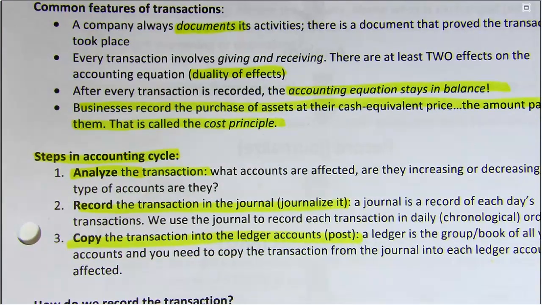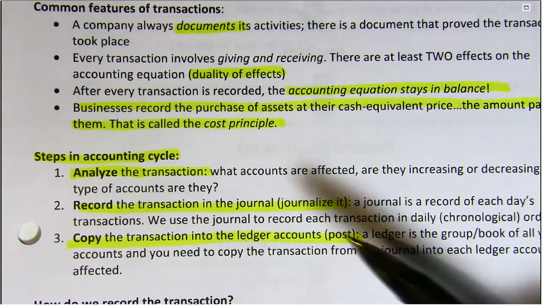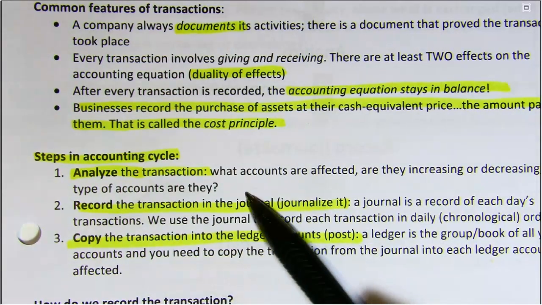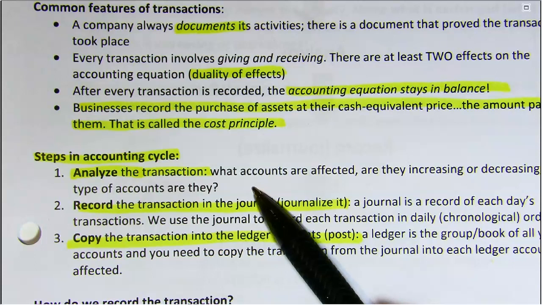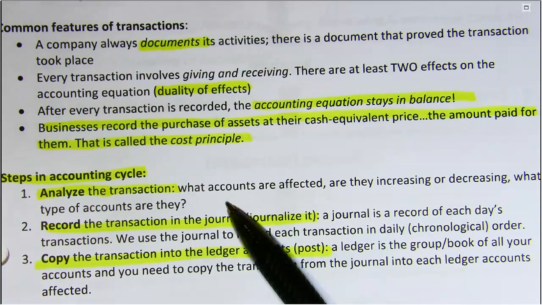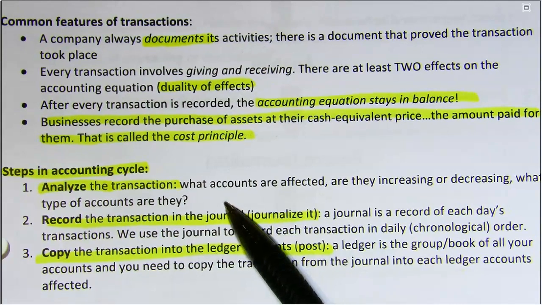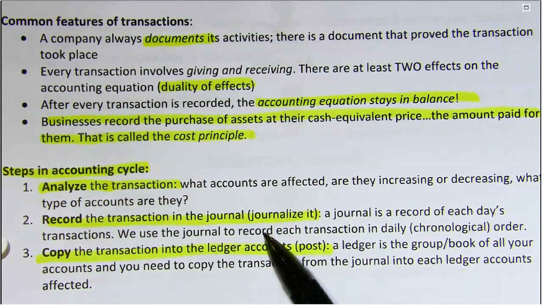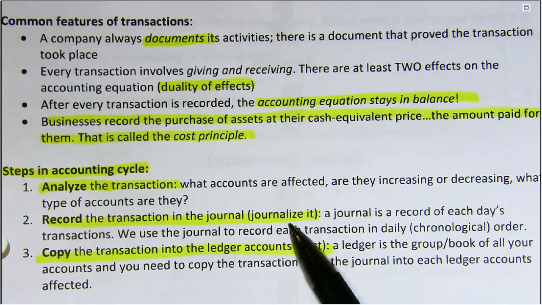So let's review just a bit. Okay, so a transaction occurs. Remember, a transaction is a business activity that has a direct financial effect on the assets, liabilities, or stockholders' equity of a business. We then analyze the transaction. What accounts are affected? Are they increasing or decreasing? And what type of accounts are they? Then we record the transaction in the journal. We call that journalizing it.